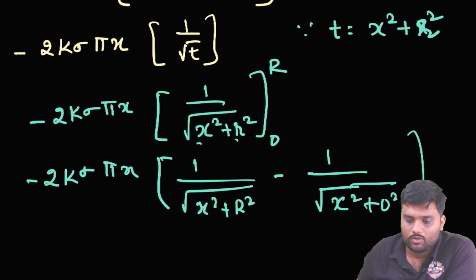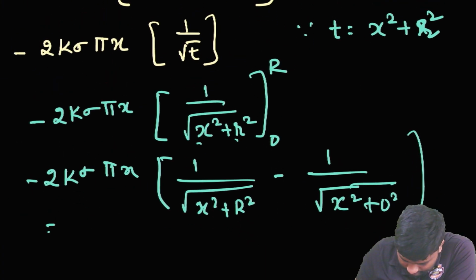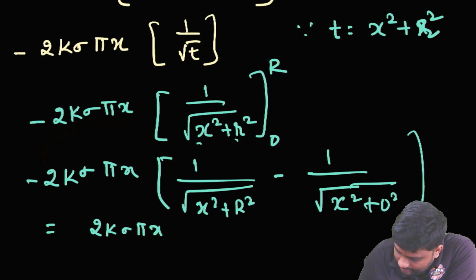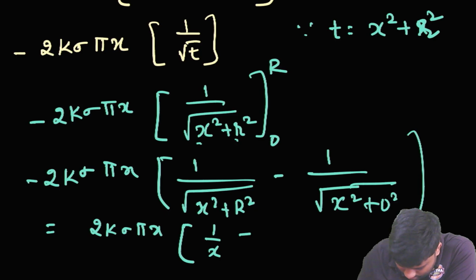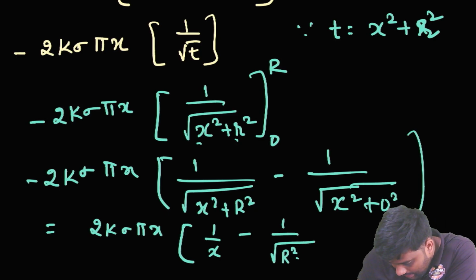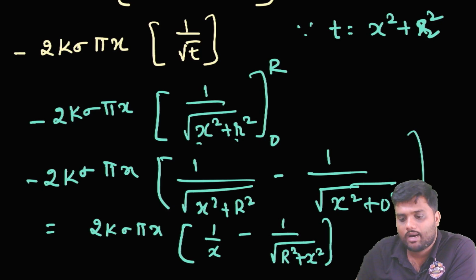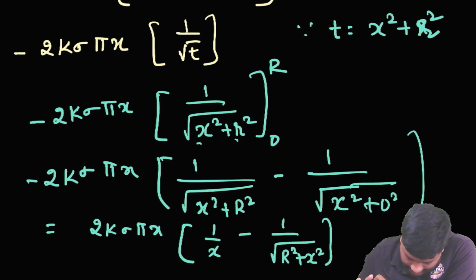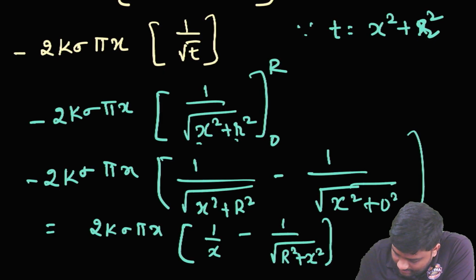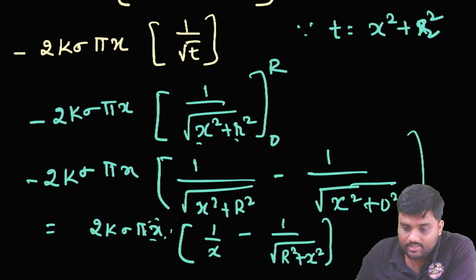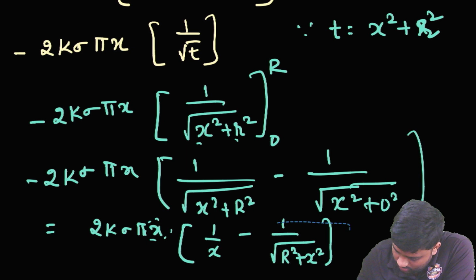Okay, now if you send the minus inside, it gets reversed. This comes here and that goes there. So you get 2k sigma pi x, 1 upon x minus 1 upon under root r square plus x square. Okay, 2k sigma pi x into 1 by x minus 1 by under root r square plus x square. So if I send this x inside, I'll just copy this one.